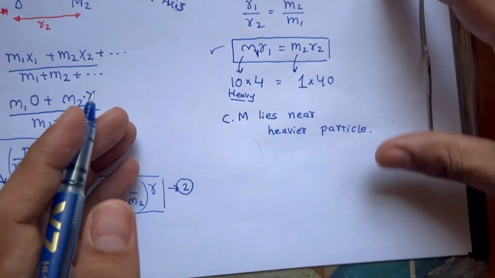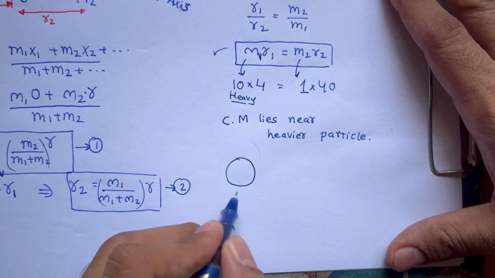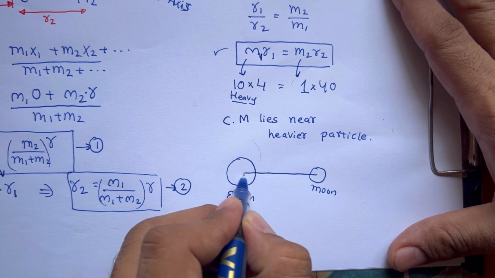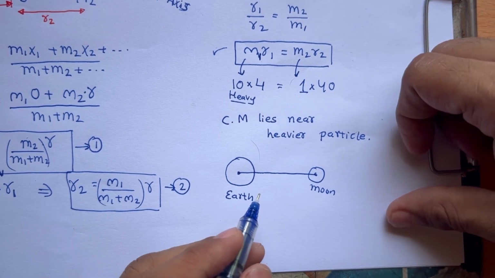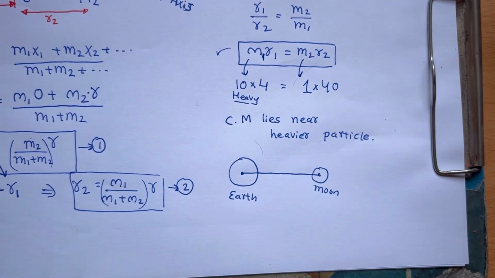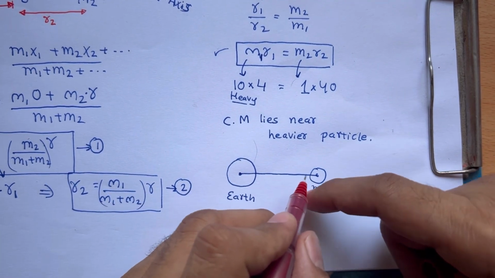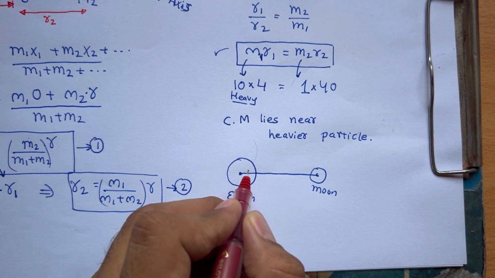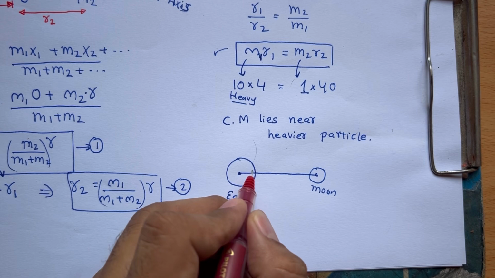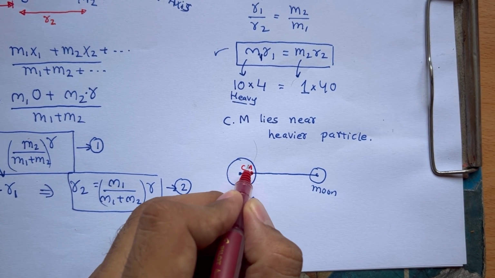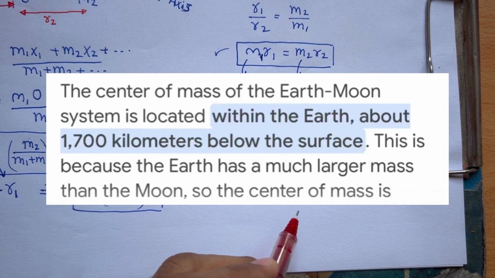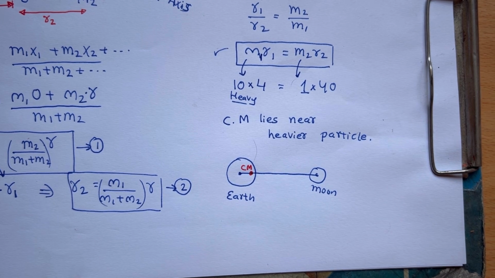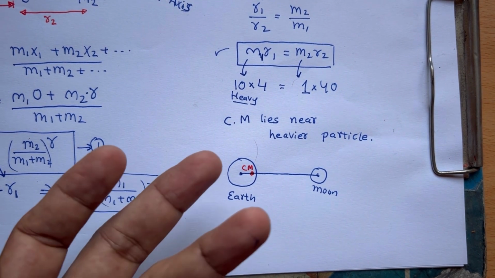Now for example, in the case of the Earth and Moon system, if I take this as Earth and this as Moon, it is also a two particle system. Can you understand where the center of mass will lie? Obviously, the center of mass will lie near the Earth because Earth is heavier. In fact, the reality is that the center of mass of this Earth and Moon system lies inside the Earth, somewhere here. Yes, that's the reality. So the CM always lies near the heavier particle. In the case of Earth and Moon, it lies inside the Earth because Earth is heavy.